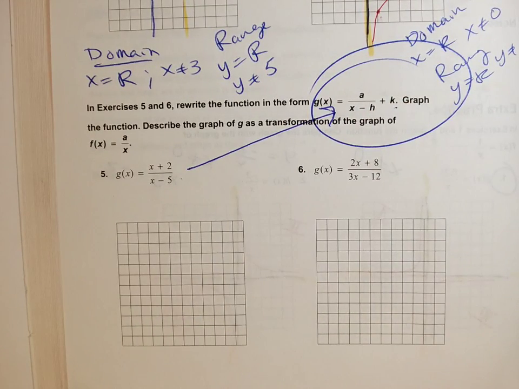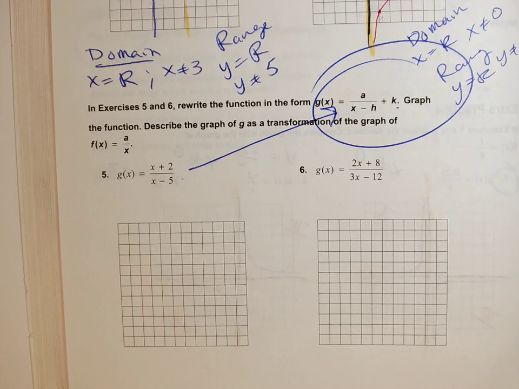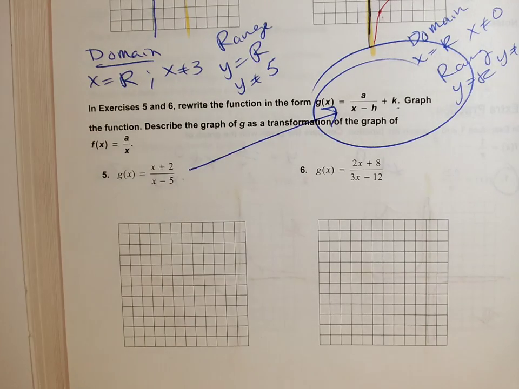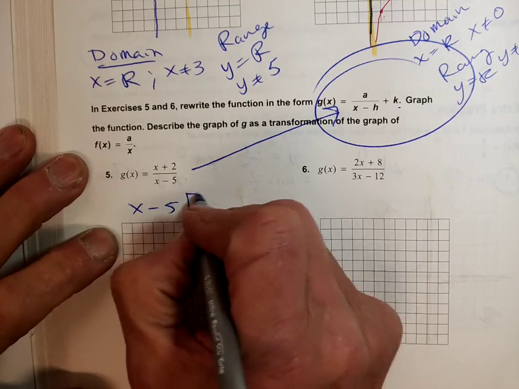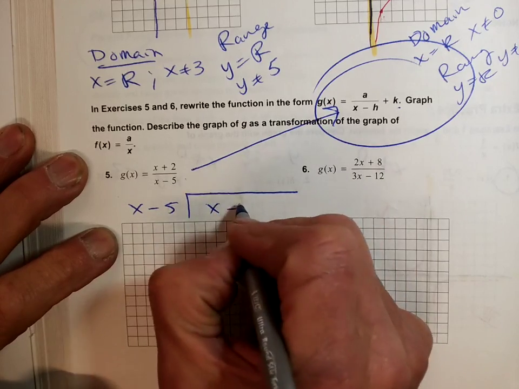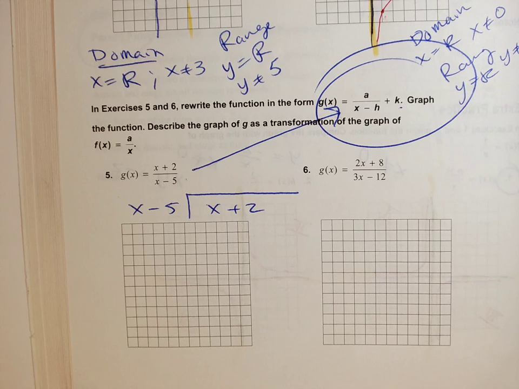Long division. Now I'm going to go through it slowly. We've done it a long time ago. This is my last problem I'm going to do, and then we're going to be done. So I'm going to take x minus 5 and divide it into x plus 2. I'm going to do long division. Let's see if we remember how to do it, step by step.